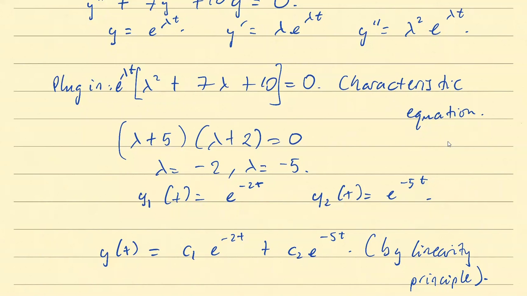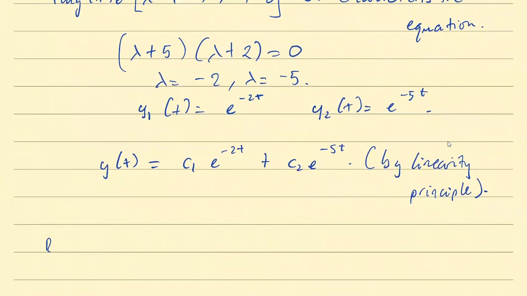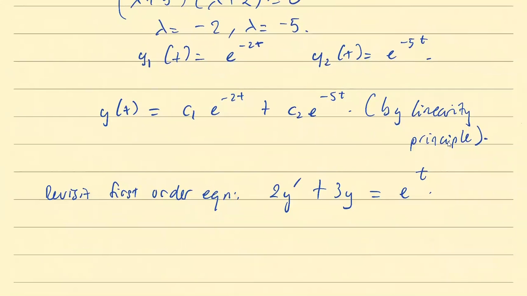Okay, so before I continue and talk about the different cases that can happen, let's revisit the first order case. Suppose you have something like this: 2y prime plus 3y is, let's say, e to t. Again, you have seen this enough times. Of course, you can use integrating factor, all the kind of good stuff.